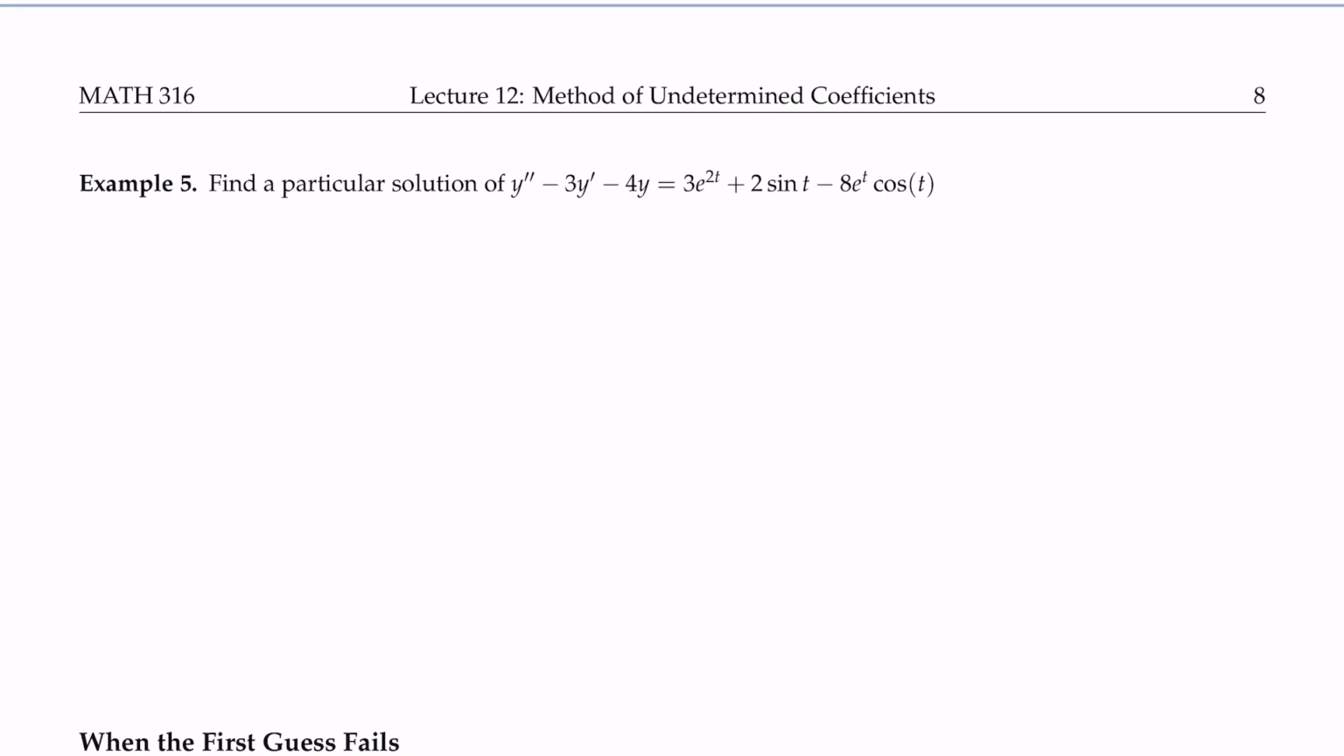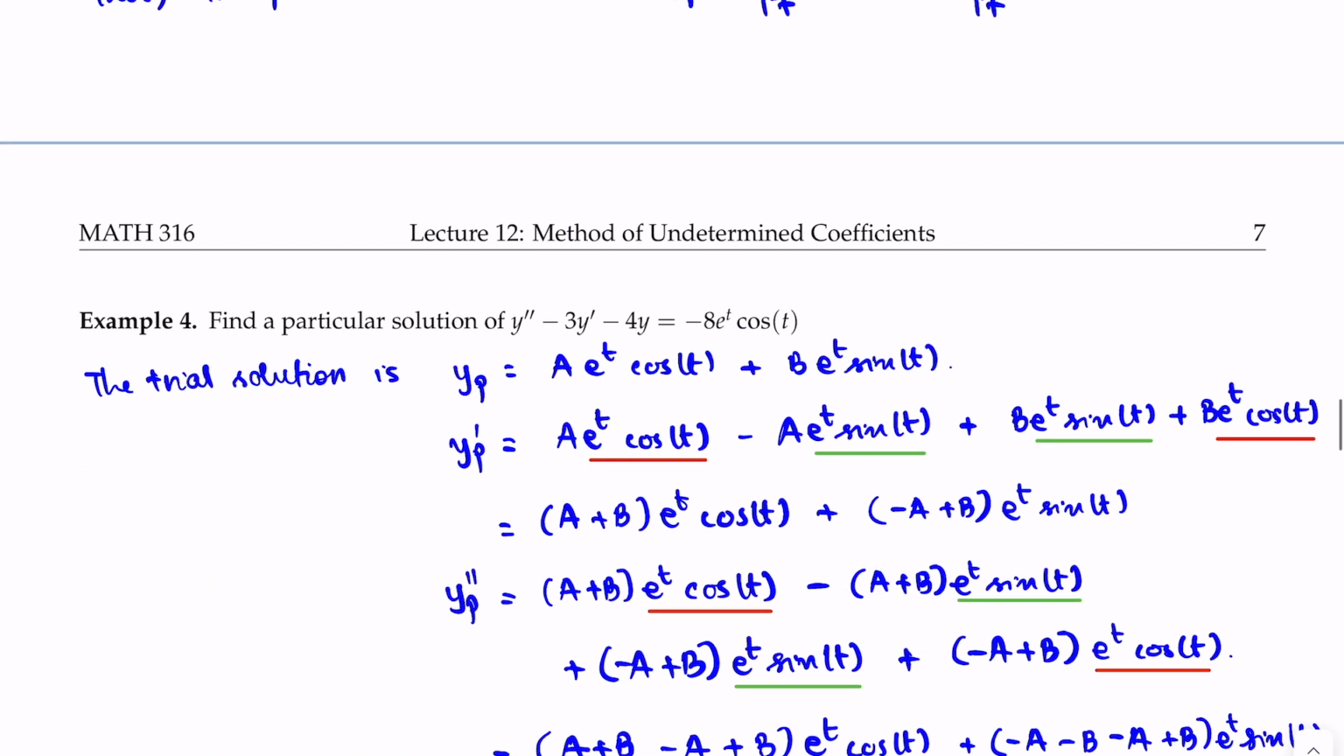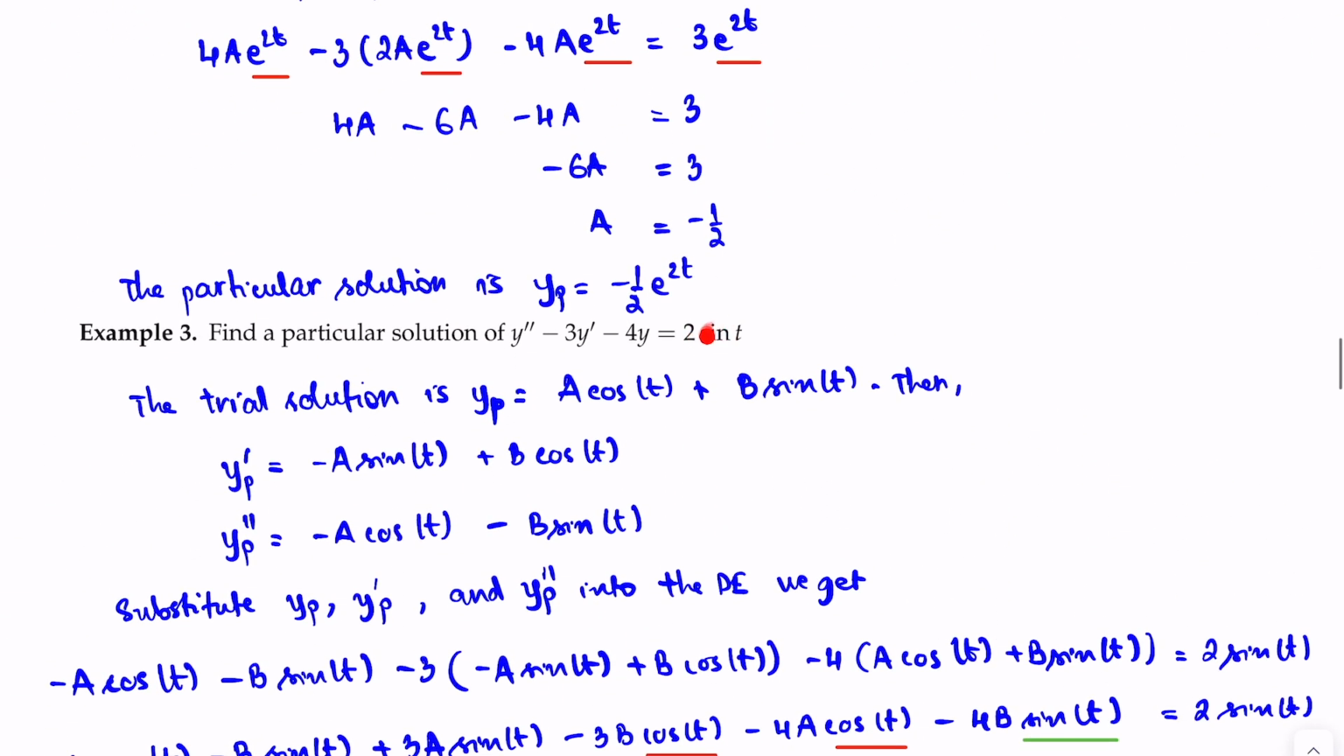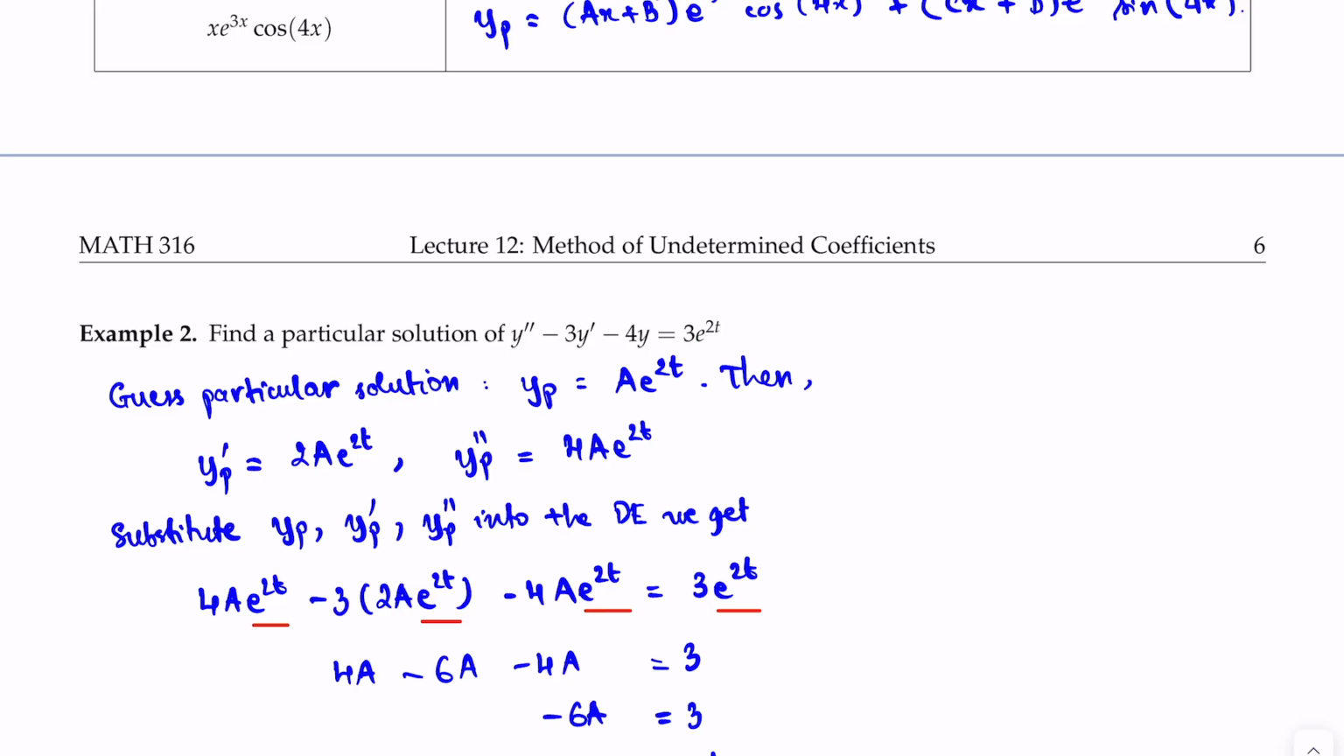Okay. So next, in example 5, we want to find the particular solutions of the non-homogeneous differential equation of the form y double prime minus 3y prime minus 4y equal to 3 times e to the 2t plus 2 times sine of t minus 8 times e to the t times cosine of t. Now we notice that the right-hand side of this non-homogeneous differential equation is similar to the ones given in the previous 3 examples. That is, we have negative 8 times e to the t times cosine of t, we have 2 times sine of t, and we have 3 times e to the 2t.